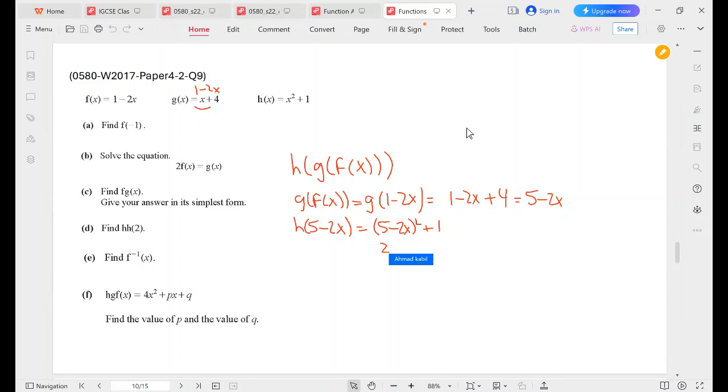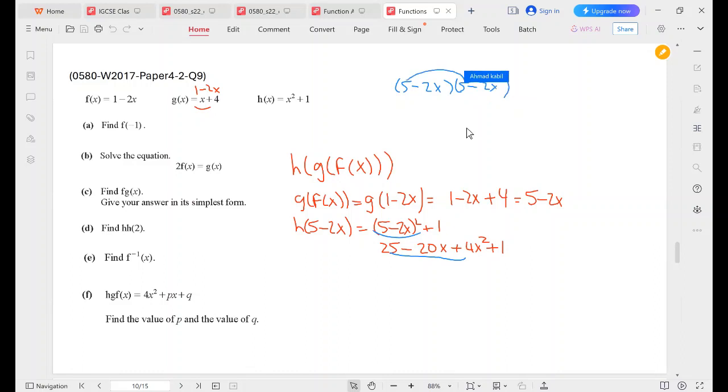So 25 minus 5 times 2 times 2, which is 20x, and then plus 4x squared plus 1. If you don't understand how I got this expression here, you can take this bracket and multiply it by itself. So 5 minus 2x times 5 minus 2x.